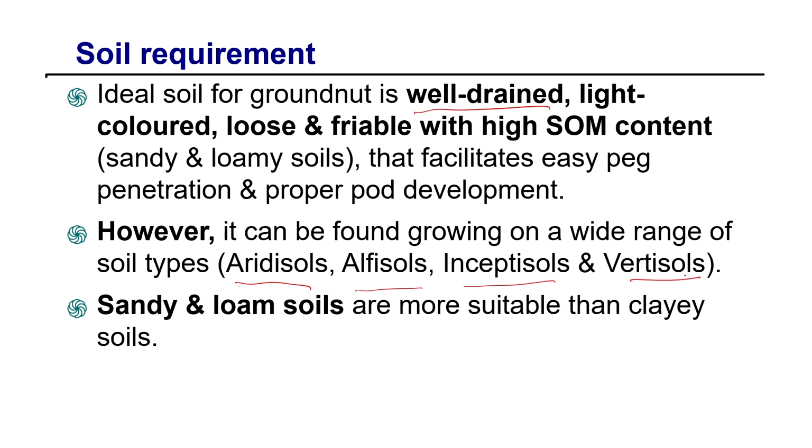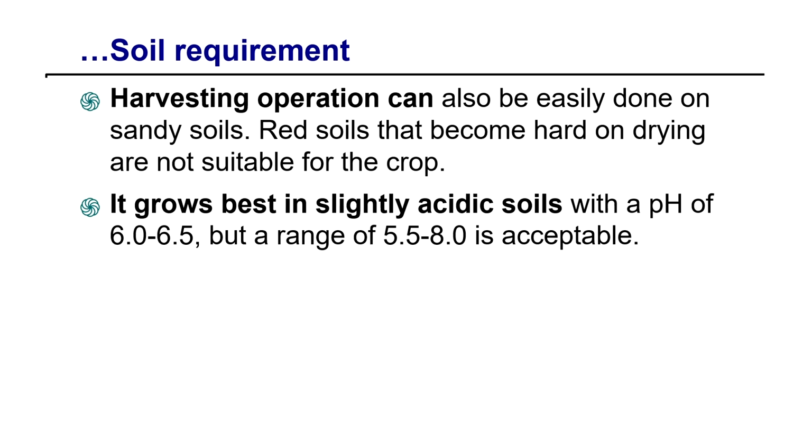So, therefore, sandy and loam soils are more suitable than clay soils for the cultivation of groundnut. Harvesting operation can also be easily done on sandy soils. Red soils that become hard on drying are not suitable for this crop because the pods are harvested by digging the soil. If the soil is dry and too hard, then digging will be difficult. But in sandy loam soils or loamy soils, the digging is easy and you can harvest the pods easily.